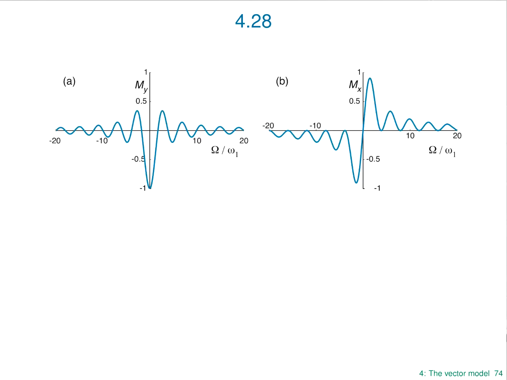Now you can calculate this out exactly, and that's what's shown here. There's a plot of the y magnetization as a function of the offset big omega.